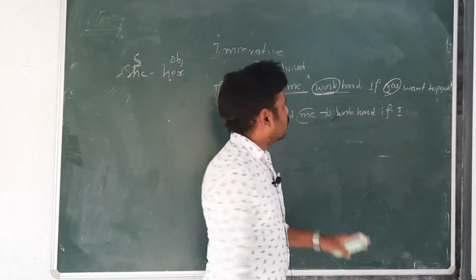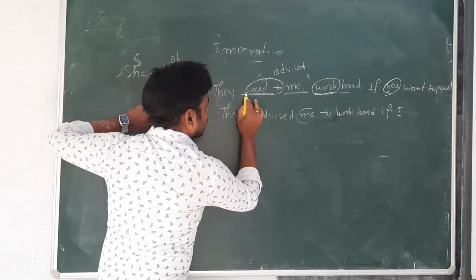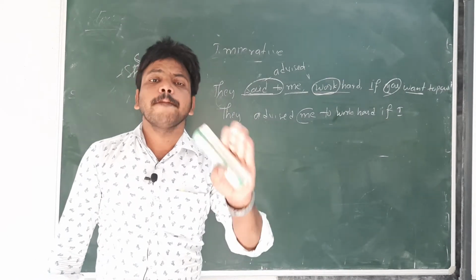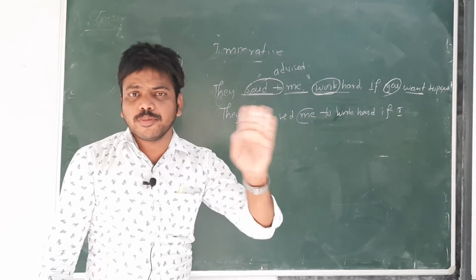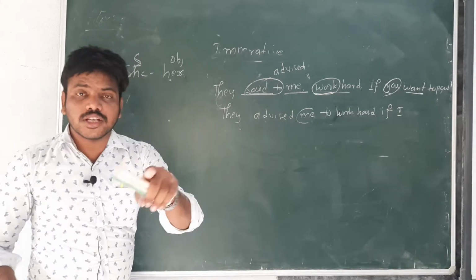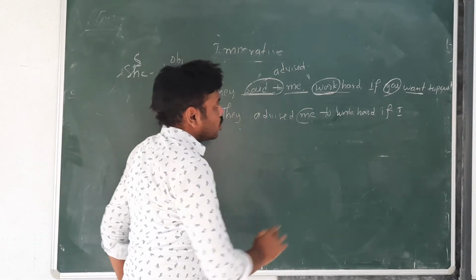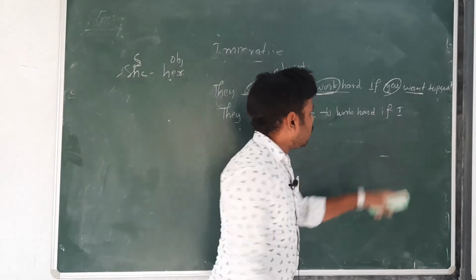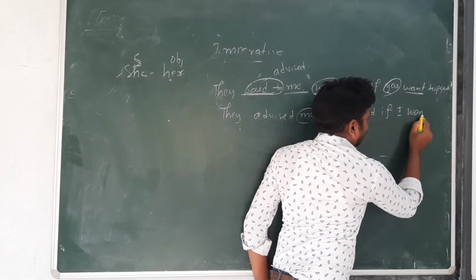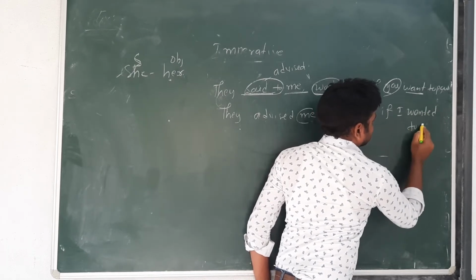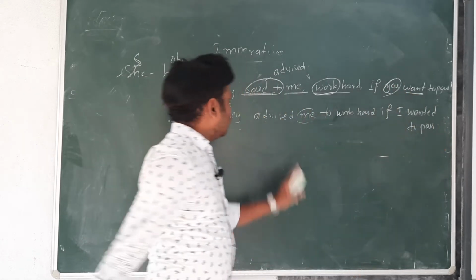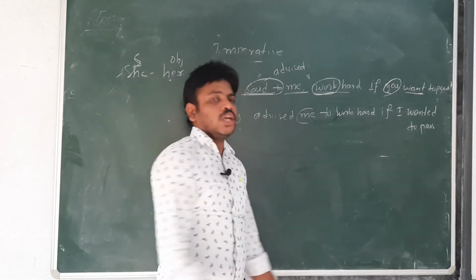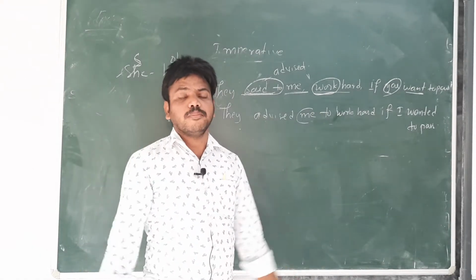Since it is "said," then "want," a present tense, will become past tense. That is our old rule: present will become past tense. Here "said" is there, so "want" becomes "wanted." The past tense of want is wanted. So: She advised me to work hard if I wanted to pass.